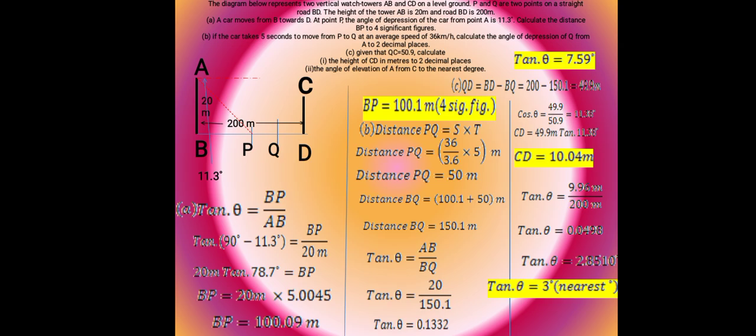Now, the first thing you have been told to calculate is BP. BP can be taken as tan theta, and tan theta you take that distance BP all over the height of the tower AB.